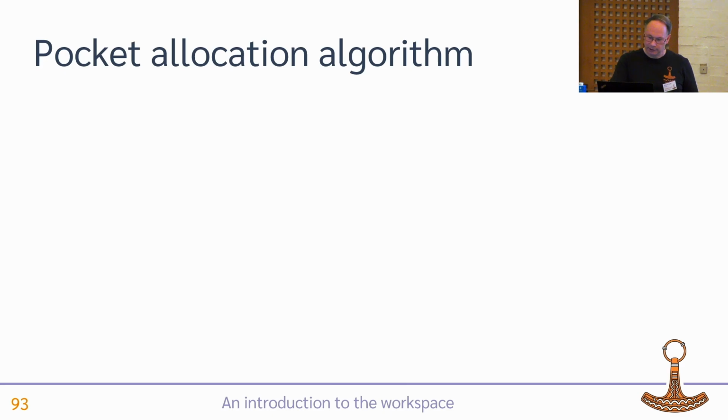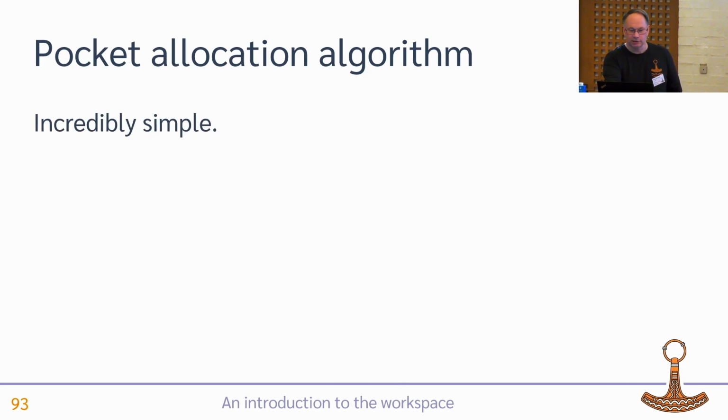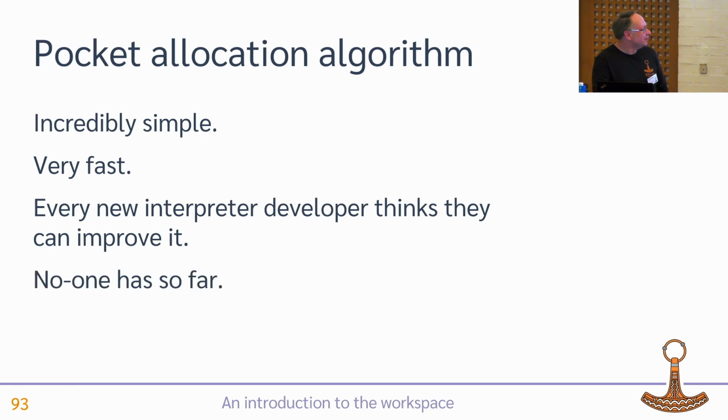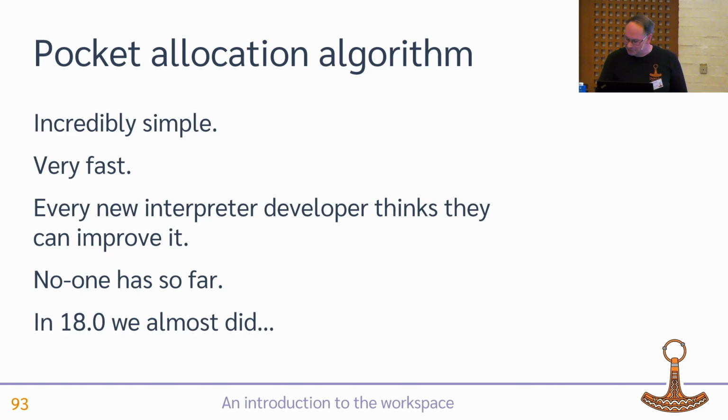So this pocket allocation algorithm is incredibly simple. It's very fast, and everybody who looks at it thinks they can do better. And no one has. We very nearly did an 18.0, but we won't talk more about that. It didn't work. We had to put it back the way it was.